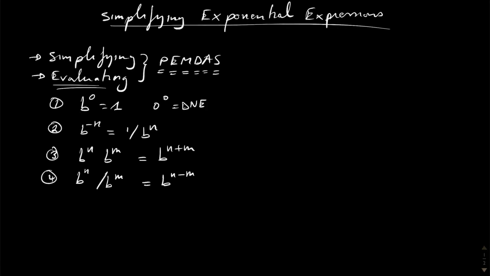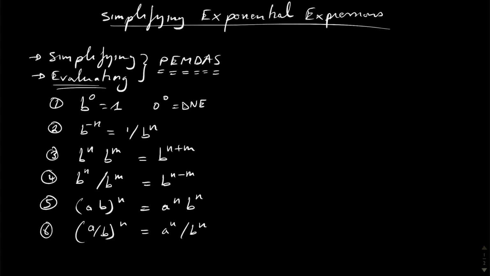The fifth one is going to be a times b, raised to the power of n. For this particular one here, in order to remove the parentheses, all you have to do is share the exponent to all the factors in the parentheses. So you're going to have a to the power of n and b to the power of n. The next one is going to be the same as the previous, but it's for division. Again, to remove the parentheses here, you can share the exponent to the top, the numerator, and the denominator.